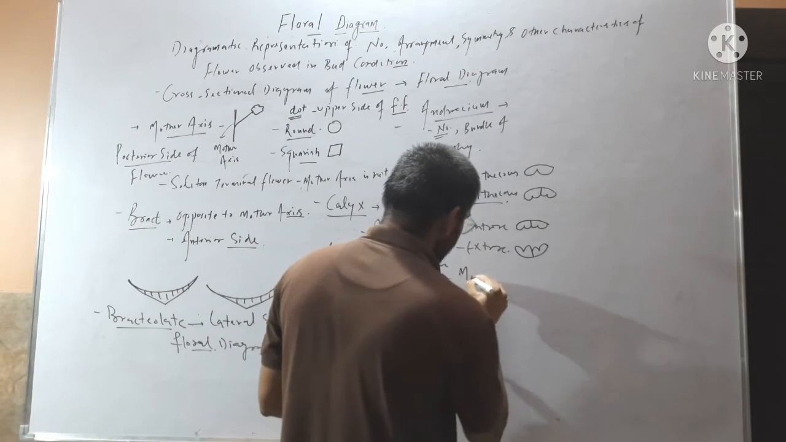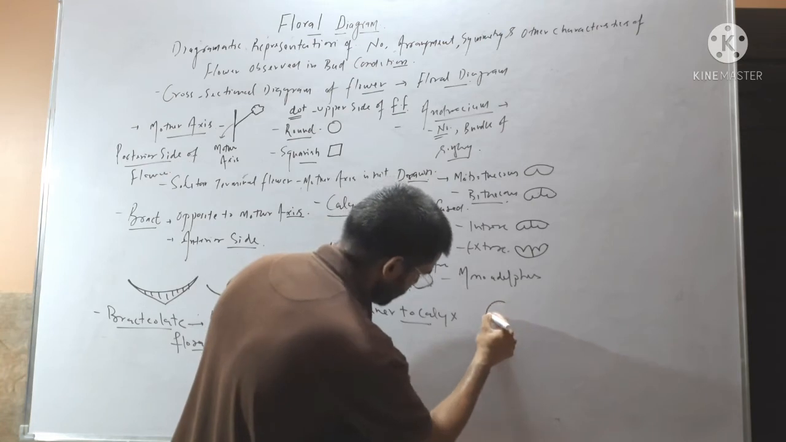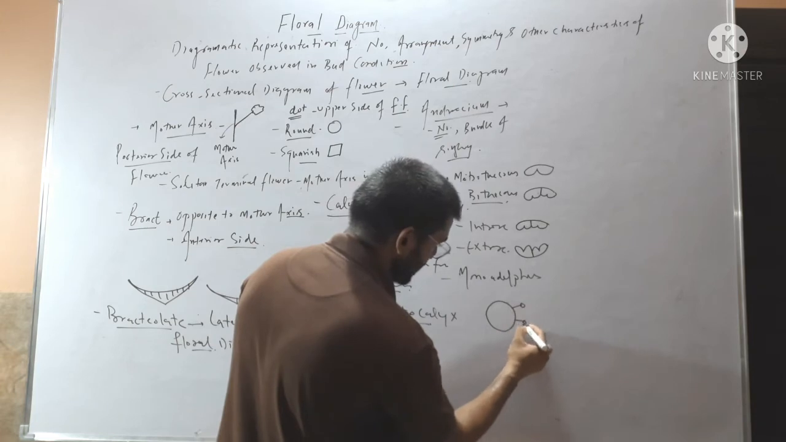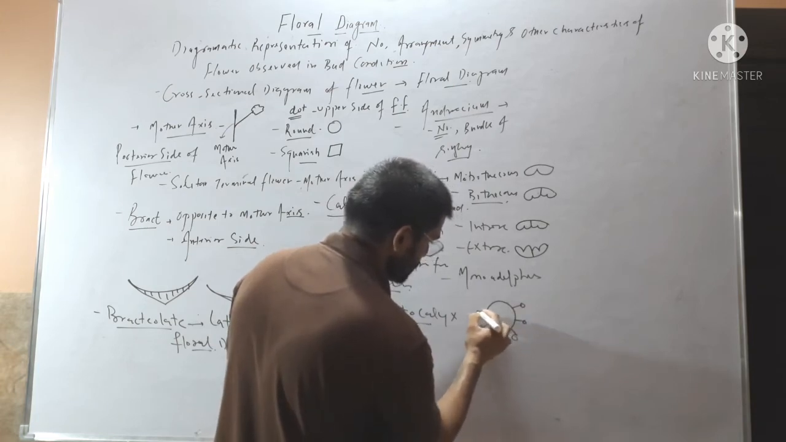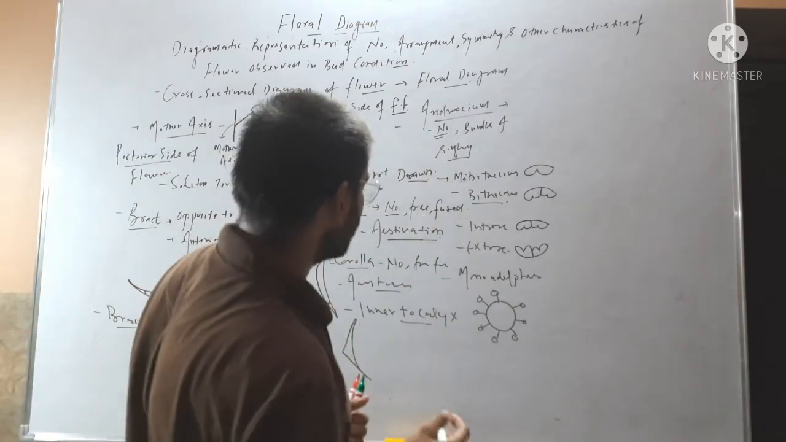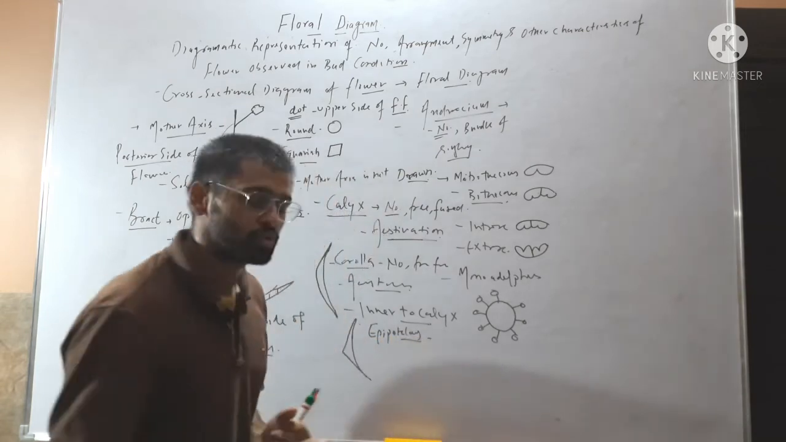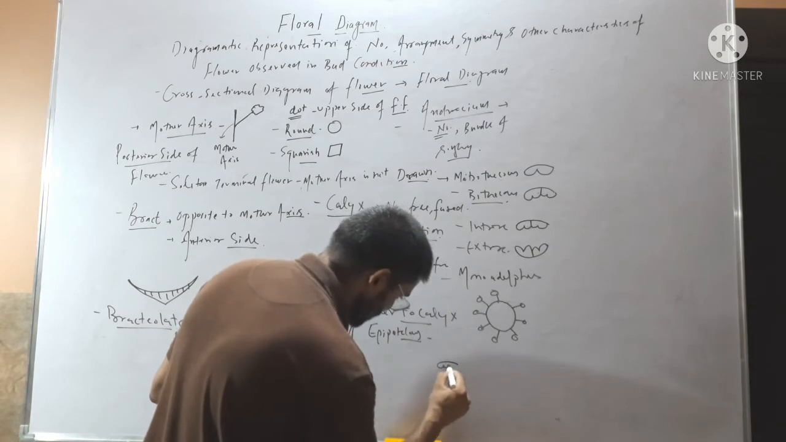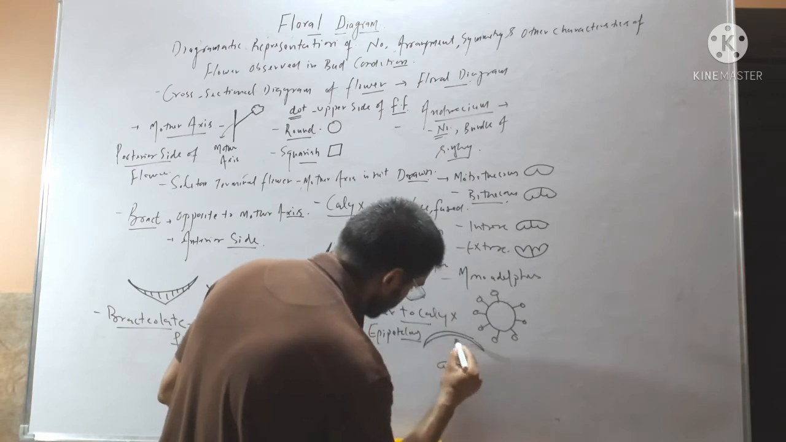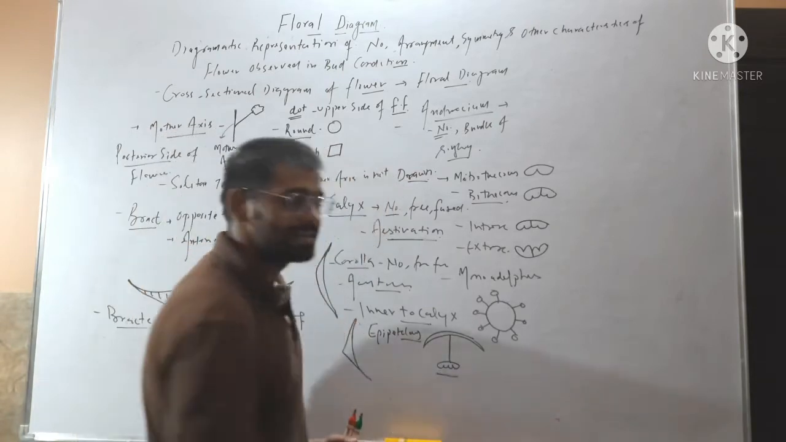If they are monoadelphous, then they will be drawn like this. A circle will represent a bundle, and they are in a single bundle like this in case of monoadelphous. And when anthers or stamens are epipetalous, meaning attached to the corolla, then there will be a solid line which connects each petal to the stamen.